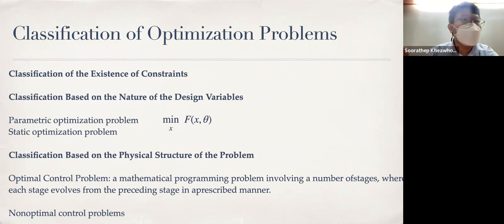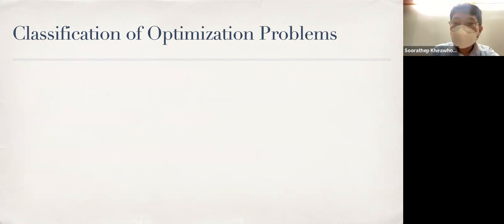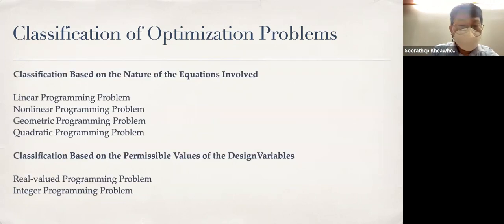If your function or variable involves an element of time, I mean the decision variable x depends on time, it can be adjusted during the time course. In that case, it's dynamic programming or an optimal control problem. And what else? Classifying based on the nature of the equations involved. For example, linear programming, nonlinear programming, geometric programming, quadratic programming, whatever we learned, of course.